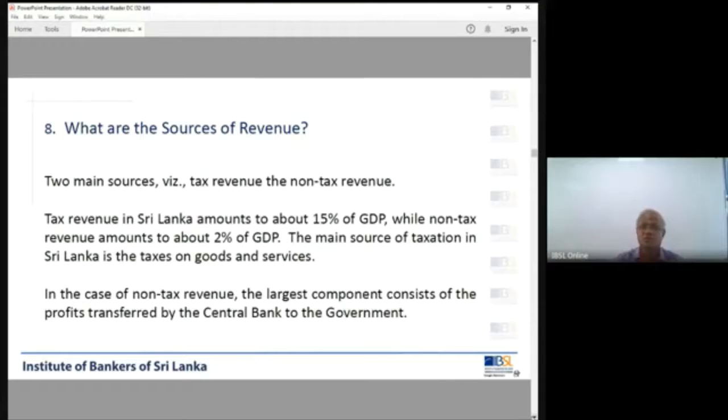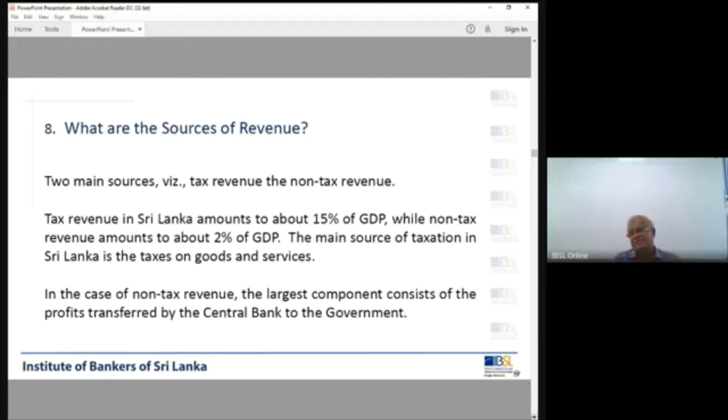What are the sources of revenue? Please read that. Source of revenue. What are the sources of revenue?